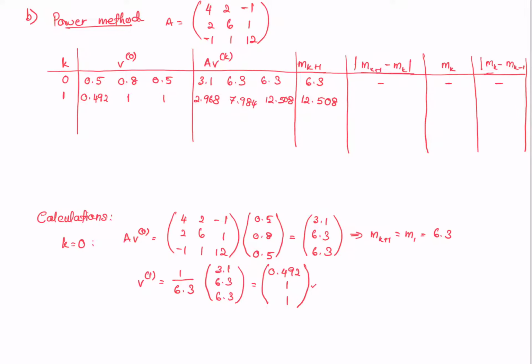M_{k+1}, now it is M2 minus M1, which is 6.21. And now our M1, what is our M1 here? It is 6.3. And then here M1 minus 1 is M0. Again, we don't know. So maybe we can put 6.3 also.